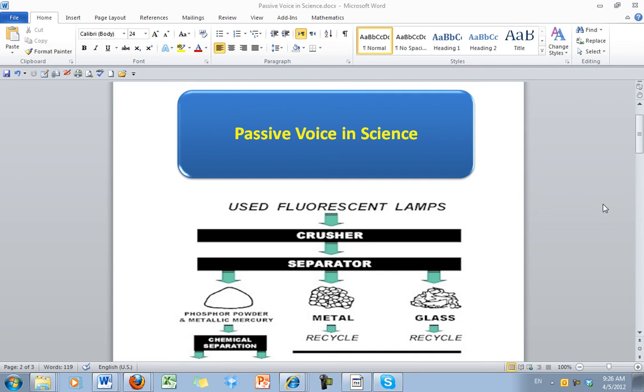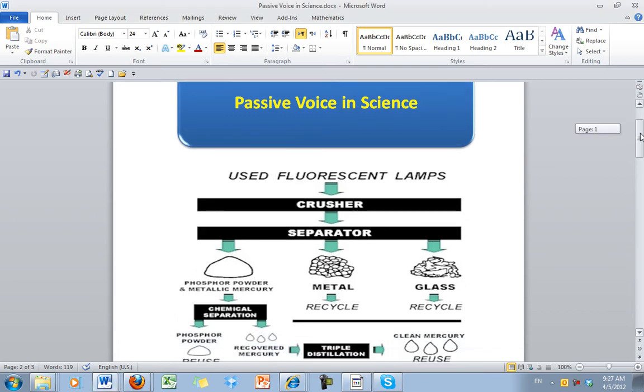Passive voice is very common in science. It's very common in science because often it's not the person, it's not the doer of the action that matters. It's the process or it's the action itself. Let's take a look at two examples.